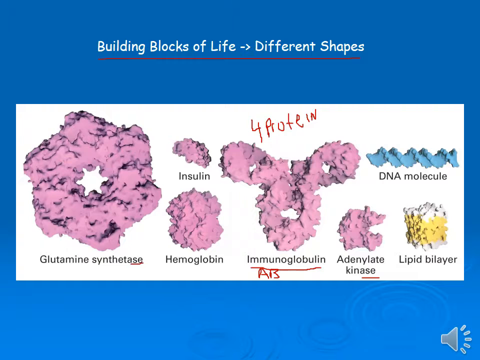So here are the building blocks of life. Different proteins have different shapes, and there's an association between the structure and function and the shape of the protein. These are just some examples of different proteins. Some proteins are enzymes. They usually have the -ase at the end. Here's another -ase. So glutamine synthase and adenyl kinase are enzymes.